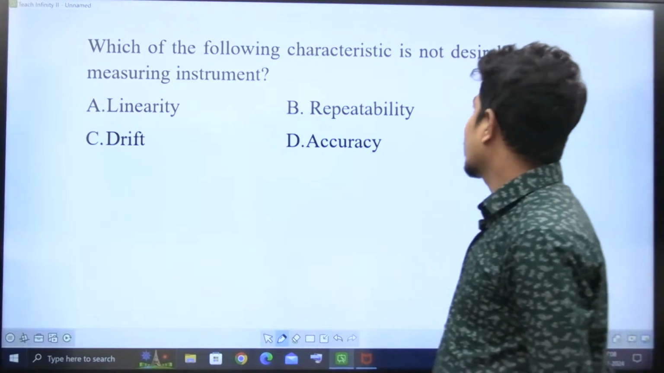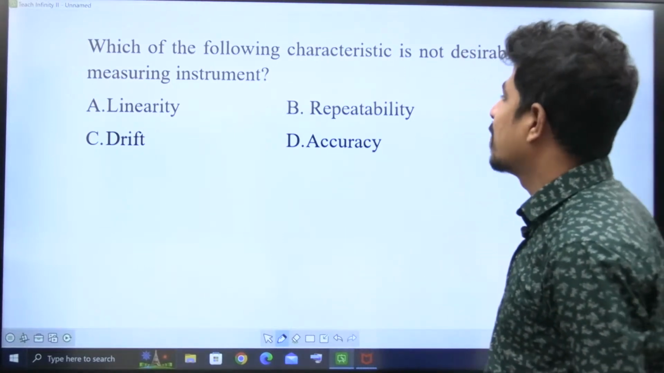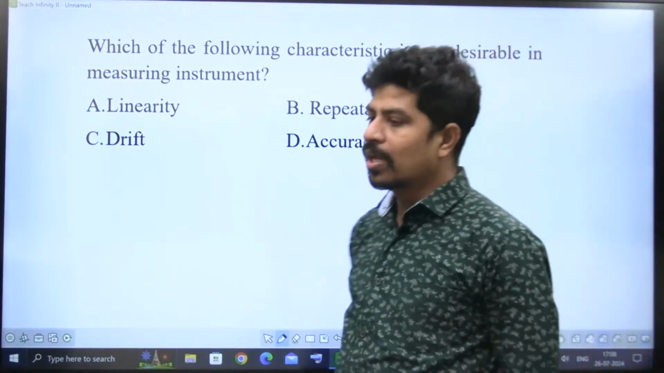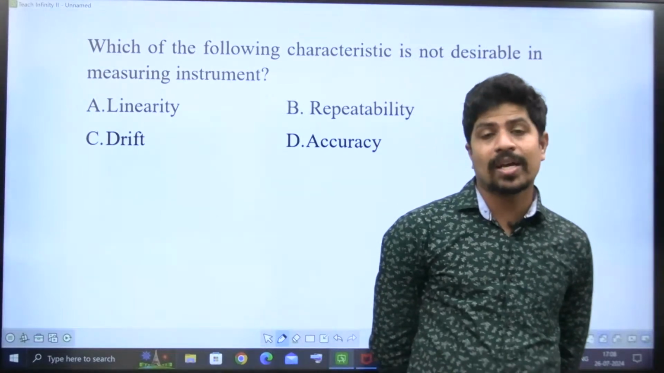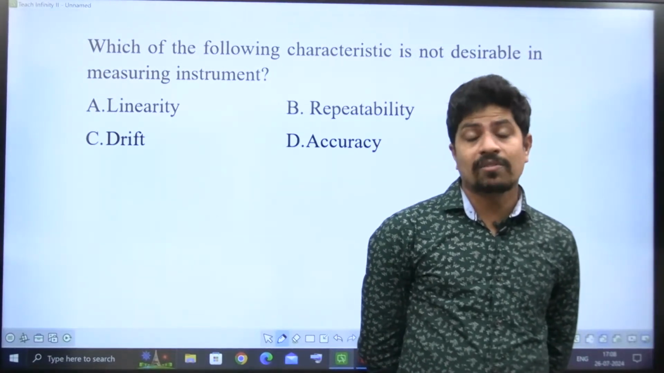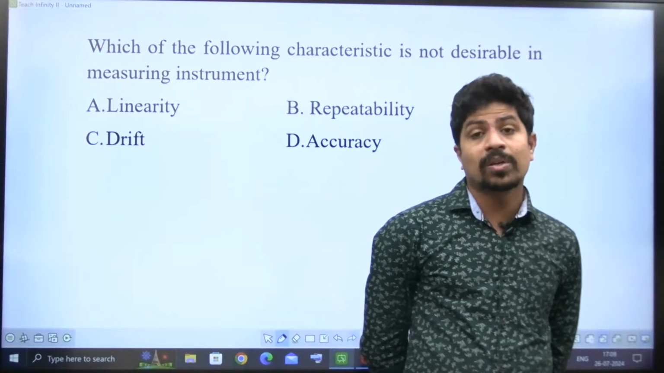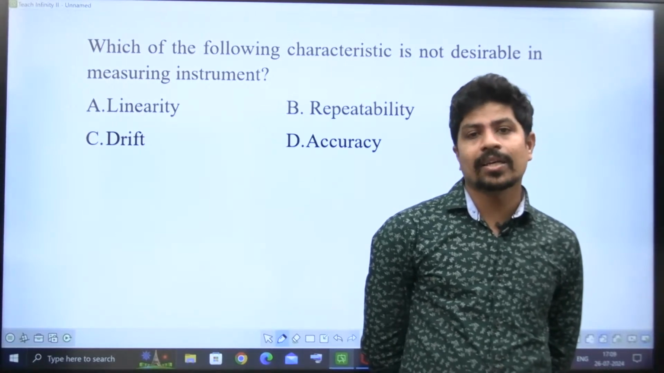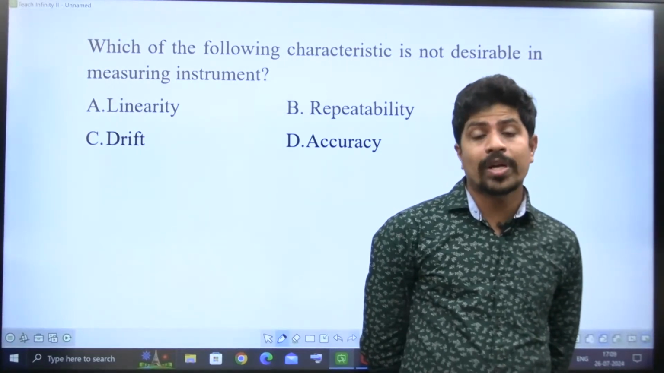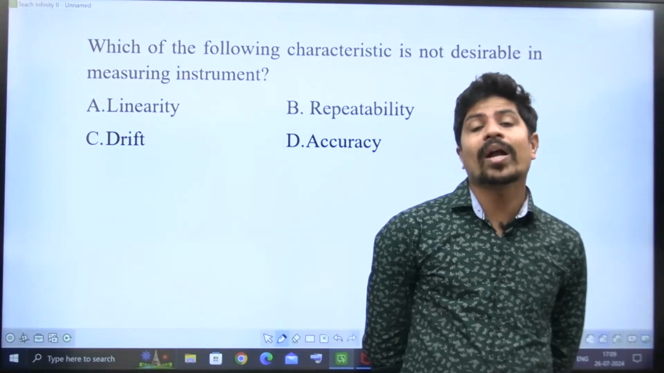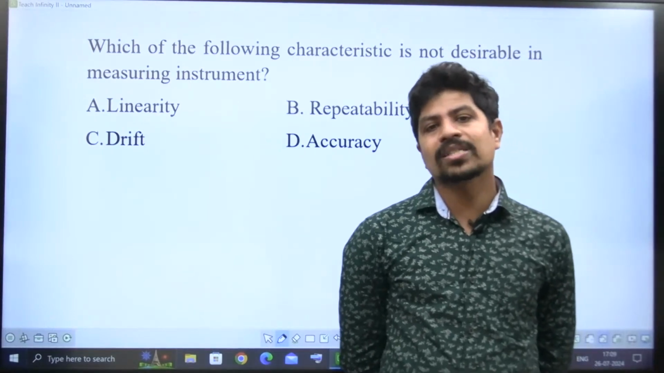Which of the following characteristics is not desirable in a measuring instrument? See, first of all, let's understand the desirable characteristics. Accuracy is very much required. Reproducibility, repeatability, linearity, right? And more torque to weight ratio. All these are the required characteristics. What is not required for us?